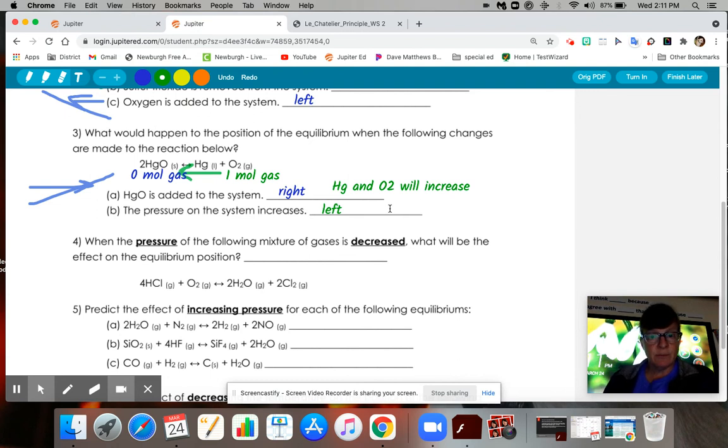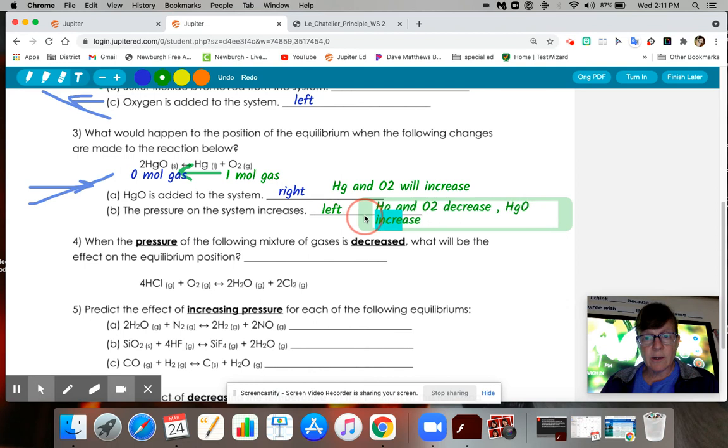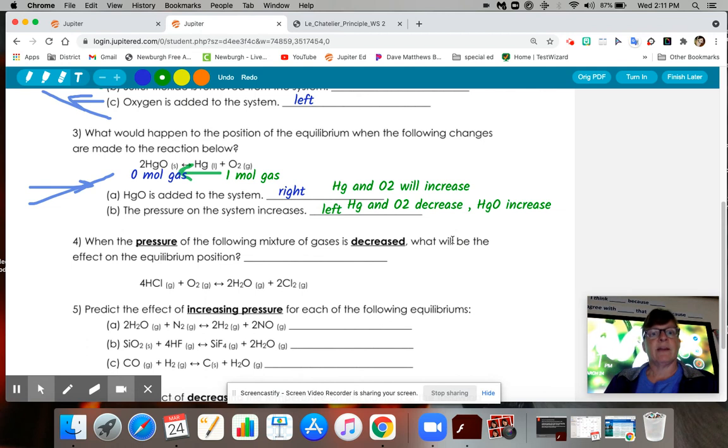Now, let's continue. If it's shifting to the left, what's going to happen to all of these? Okay, so let's go through. Well, the Hg and O2, that's where you're coming from. Those are going to go down. Hg and O2 will decrease. And where is that stuff going? Oh, it's going over here to the left. So the HgO will increase. So I move this over so you guys can see that a little clearer. There we go. There. Okay, make sure you're thinking things through.